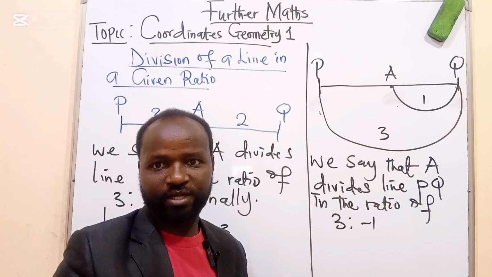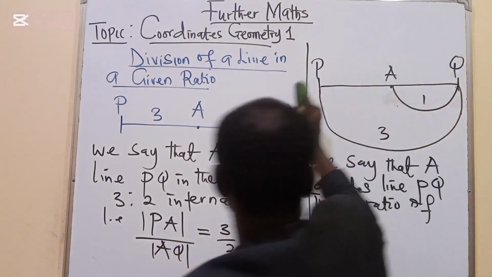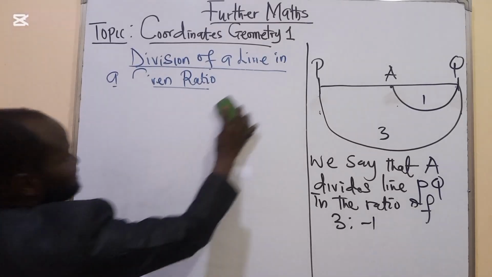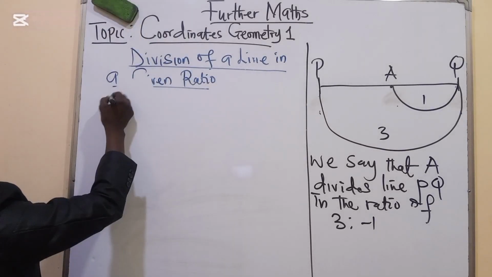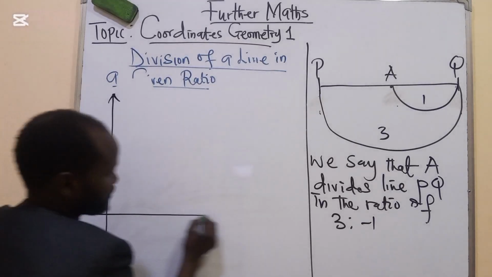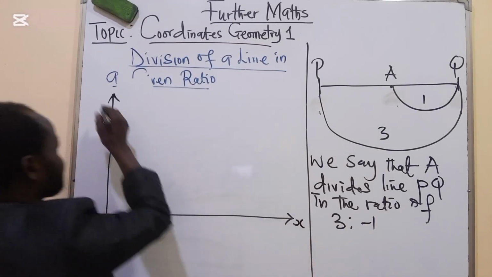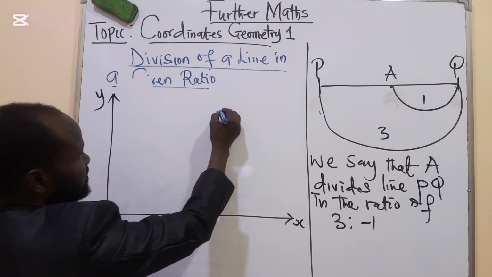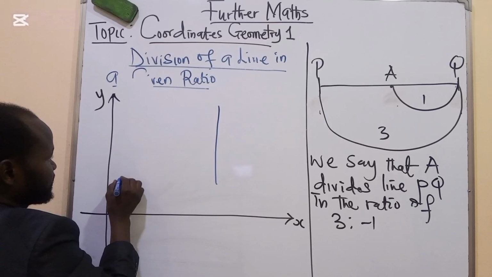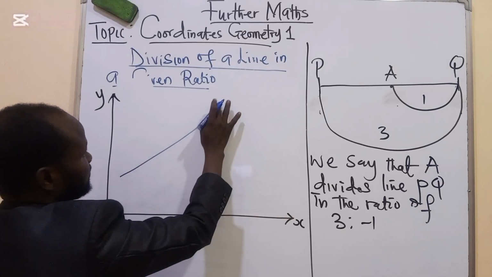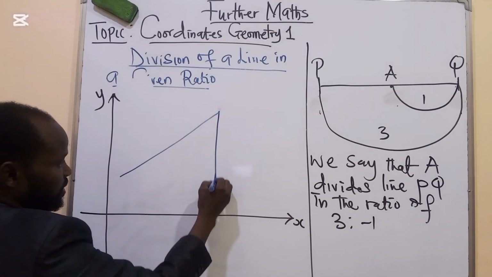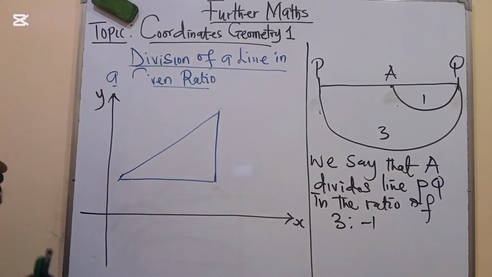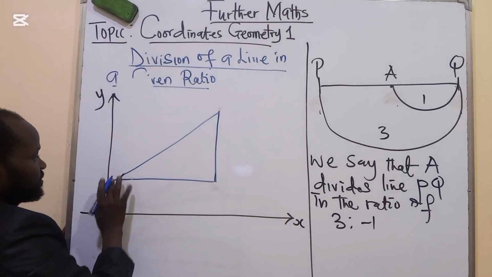Generally, we can combine both the external division and the internal division of a line using this general formula that we can use. Let's look at the concept of that general formula. Let's move here. Suppose we have our Cartesian plane, with x-axis and y-axis like this. Very important. Let's say we have a straight line like this on this Cartesian plane.